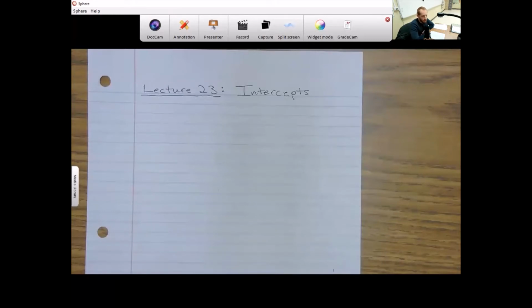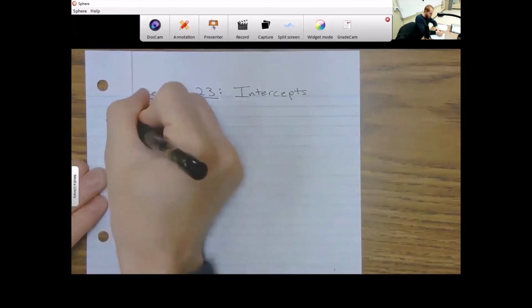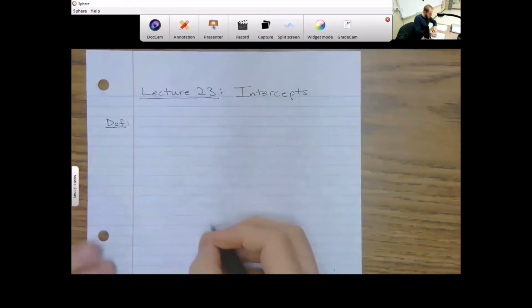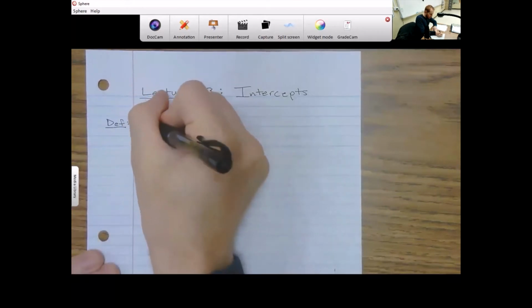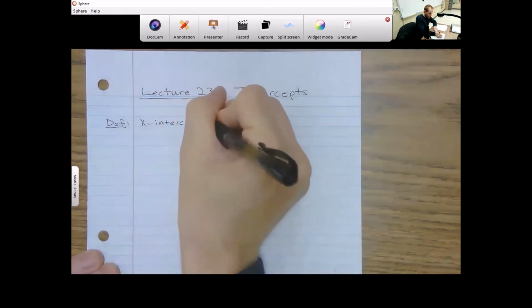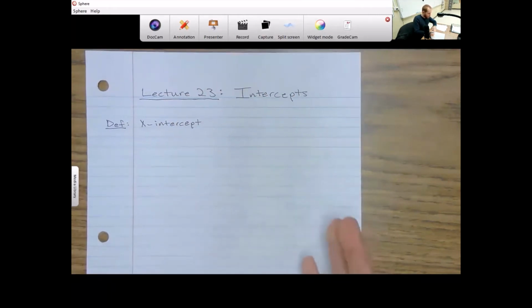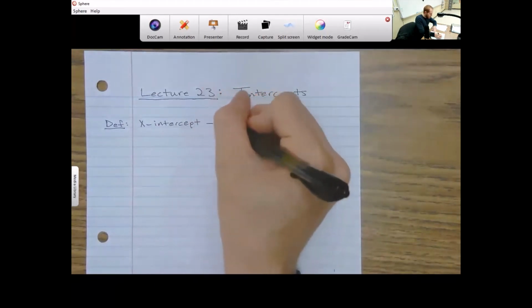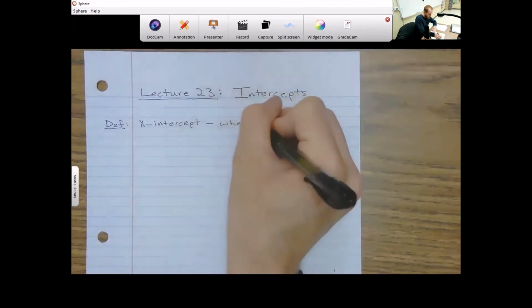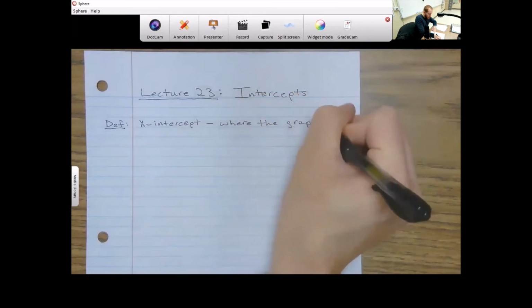So I'm going to start off with a few definitions. We are going to be doing x-intercepts. Okay, so what is an x-intercept? An x-intercept is where the graph crosses the x-axis.